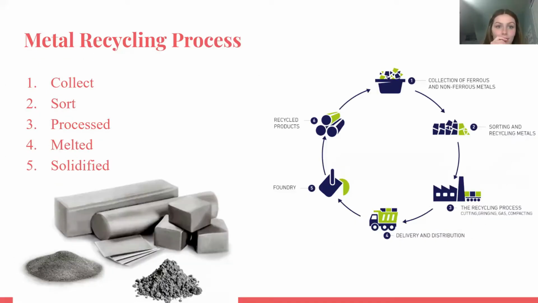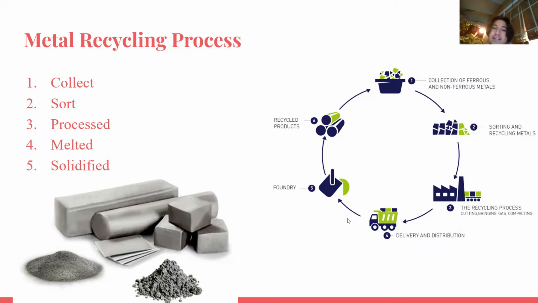The metal recycling process is very simple, and it's very similar to the glass recycling process. First, we collect the metal and separate it. Make sure we get the metals that we need, or any metals in general. Then we sort it out and categorize it by its element. From there, it's processed. It's shredded, ground, cut, and compacted into desired sizes and pieces.